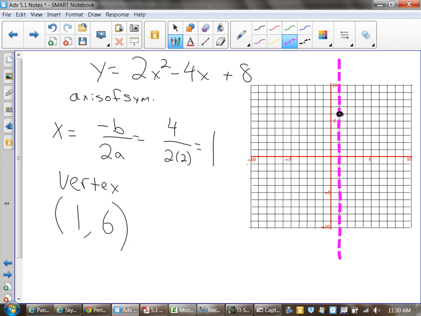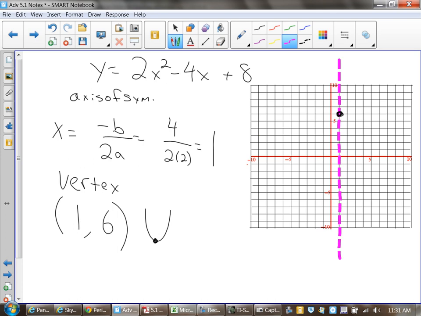Now I have a decision to make. Will this graph open upward or downward? It depends on what? On one of those variables, the a value. The a value tells you if it opens upward or downward. Now, is a positive or negative? It's positive. So does it open up or down? Up. So this one's opening up like a cup, because a is positive.